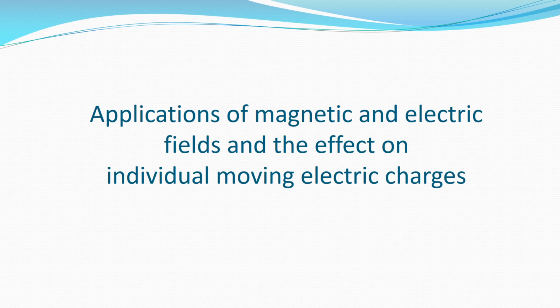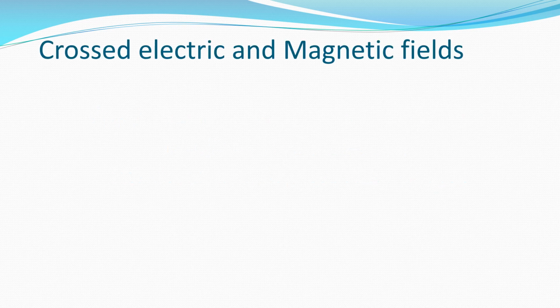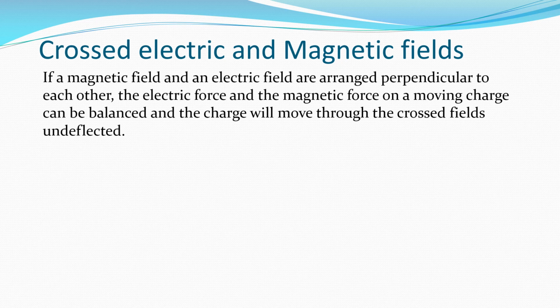Let's have a look at some applications of magnetic and electric fields and the effect on individual moving charges. First of all, cross electric and magnetic fields. If we have a magnetic field acting in one direction and an electric field acting in the opposite direction, we can arrange a magnetic field and the electric fields perpendicular to each other in order to have an effect on the moving charge so that it stays within a straight line.